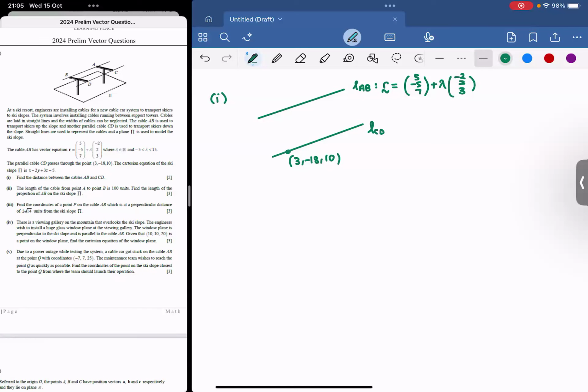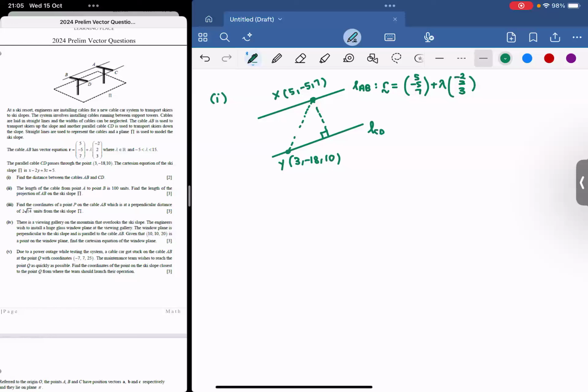When you want to find distance or anything in your lines, always try to form your right angle triangle because that's what you need. So how to form a right angle triangle? Just like that. Then you need a point here. What is the only point that you know here? From the equation, you know that the point 5, -5, 7 is on the line AB. So we label this X, we label this Y.